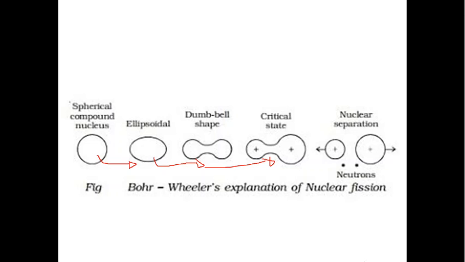Sorry for the interruption. Dumbbell shape. You can see that there is further distortion, and it finally leads to the fission of the nucleus. So they said that the nucleus is undergoing various stages before it actually undergoes fission, very similar to the way a liquid drop is split into two droplets. Before it splits into two droplets, it undergoes various changes in its shape.